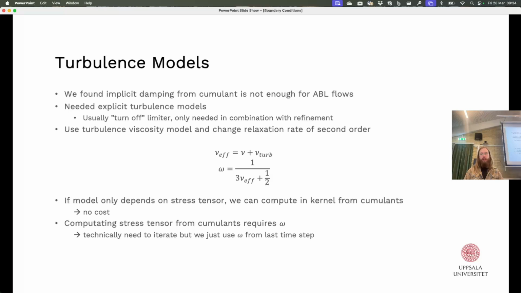We wanted to have an explicit turbulence model also because it's then better comparable to the rest of the wind energy community, because they're all using turbulence models. So what we typically do is turn off the implicit damping. We set the limiter to a very high value, and then we only use the explicit LES, the explicit subgrid scale effect from the turbulence models. This works and is stable unless you use refinement.